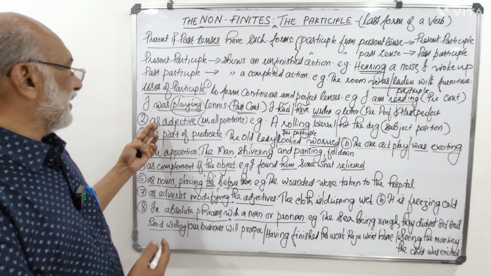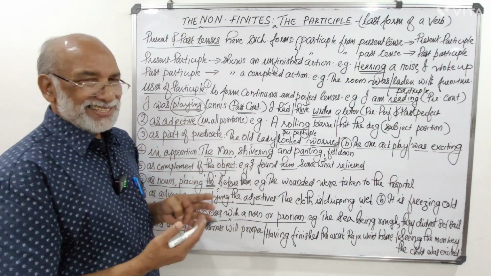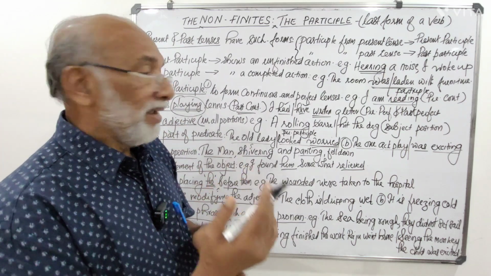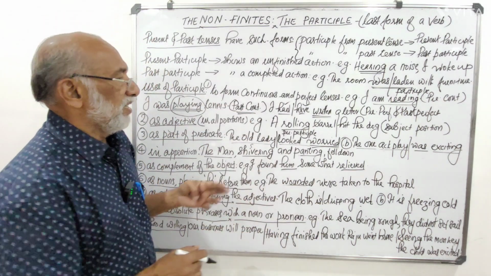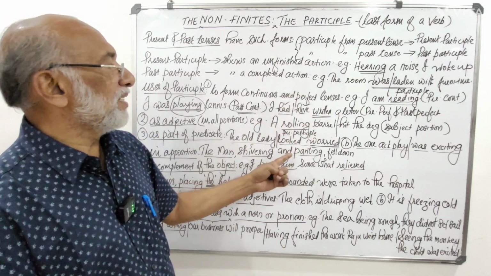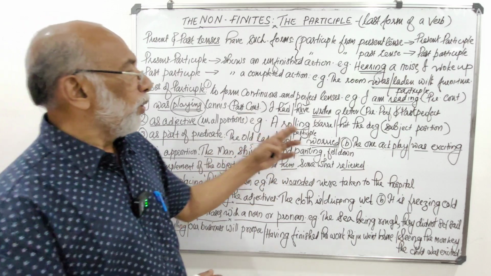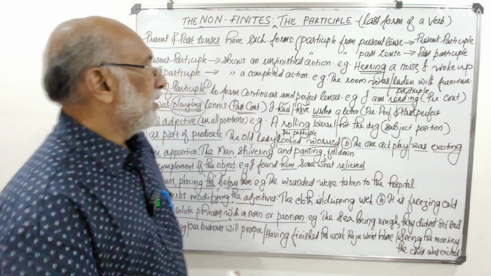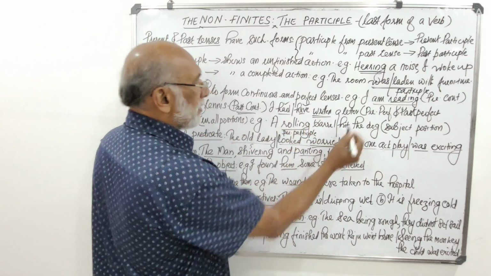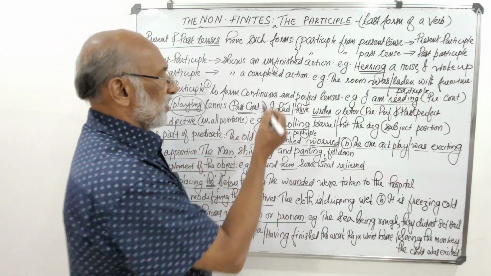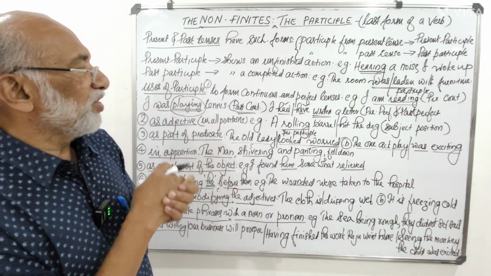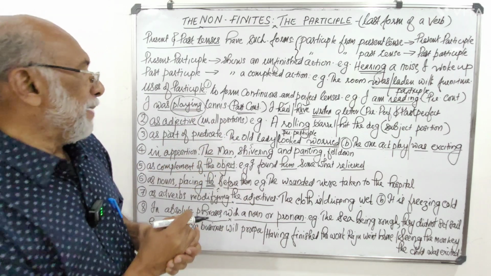Coming to the next use, second one, as adjective in all positions. That means participles can be used as adjectives, and they can come in any position in a sentence. Here I have chosen an example where the participle forms the subject part of the sentence. A rolling barrel hit the dog. Rolling is the participle here, present participle, and a rolling barrel together forms the subject.